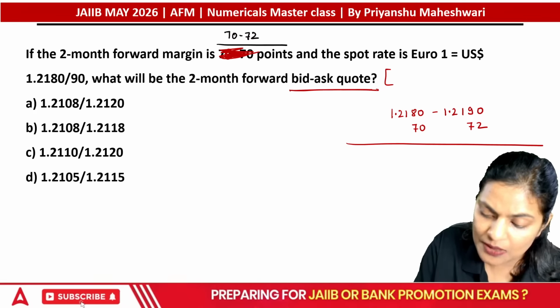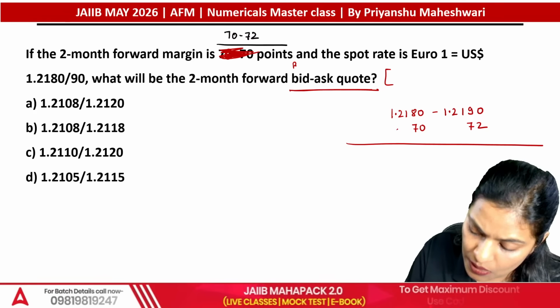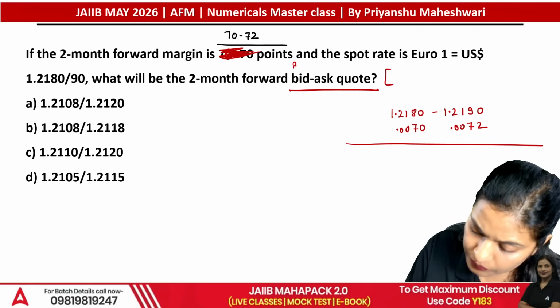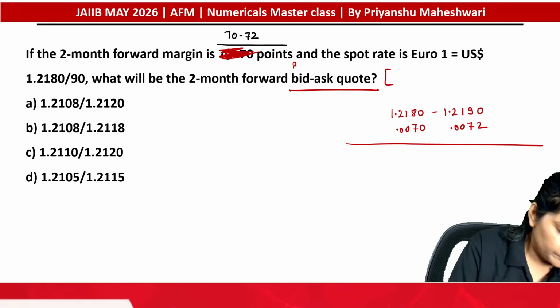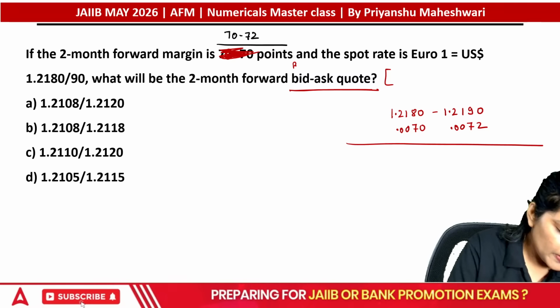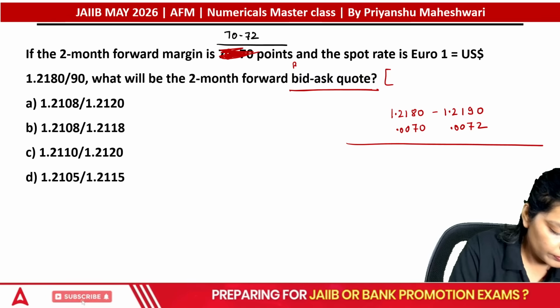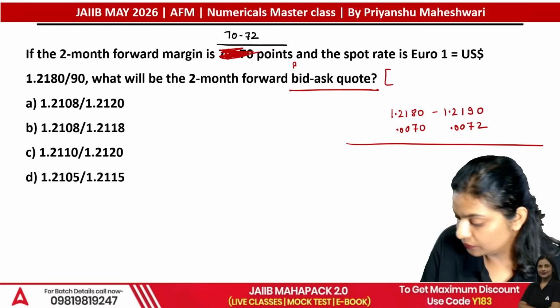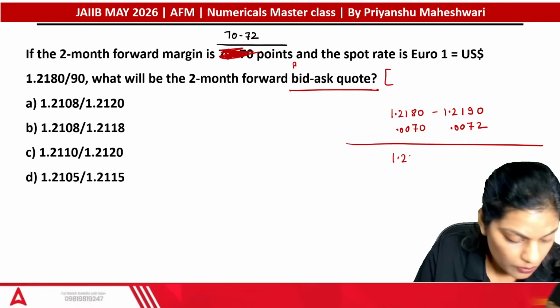Now see, bid and ask both they have, right. Bid is your buying rate, ask is your selling rate. We can calculate it. 1.2180 plus 1.225.